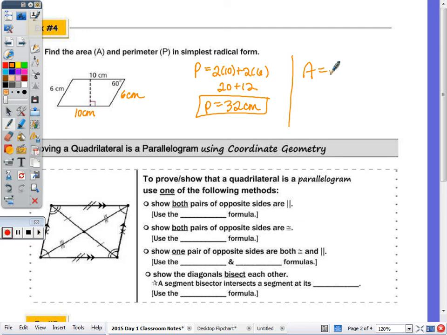Area. The area formula for a parallelogram is what? Now, when you talk about length and width, that's referring to two sides that are perpendicular, so rectangle, square. When two consecutive sides aren't perpendicular, instead of saying length and width, it's base times height. So we know our base is 10. So how do we find the height? It's given to us over here. It's drawn right here, but it's not marked.